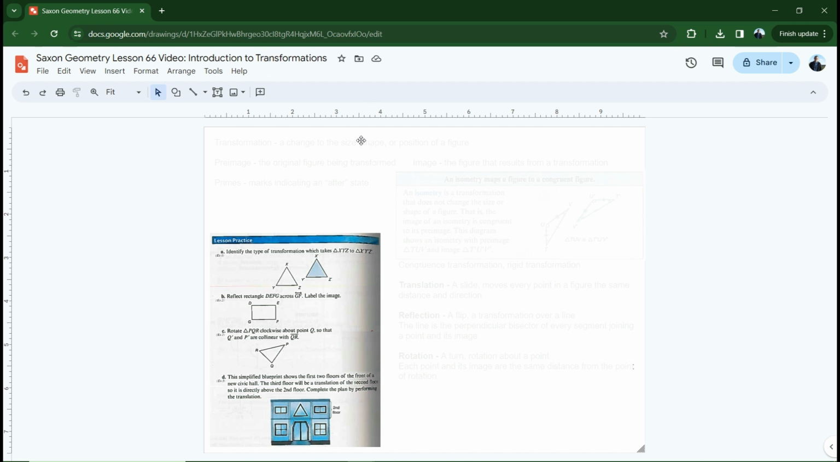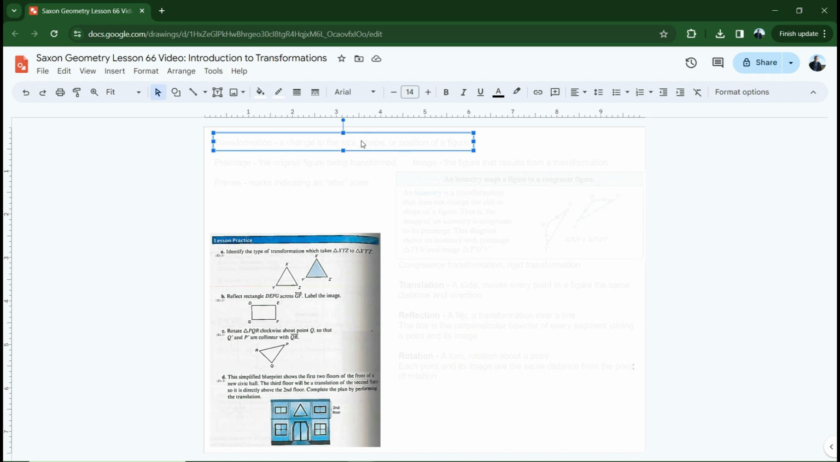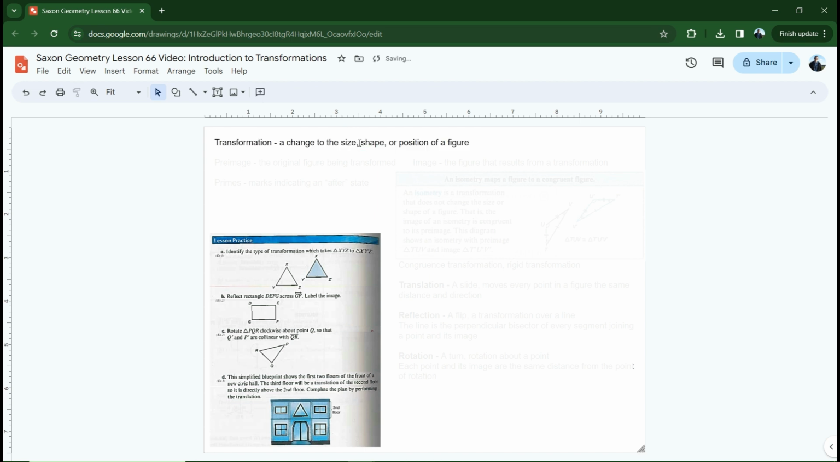So, what is a transformation? A transformation is simply a change in the size, shape, or position of a figure. Okay? So, it's as simple as if we take a figure and just slide it over to a new position, or if we take a figure and rotate it about a point, or if we take a figure and flip it from one side to the other.